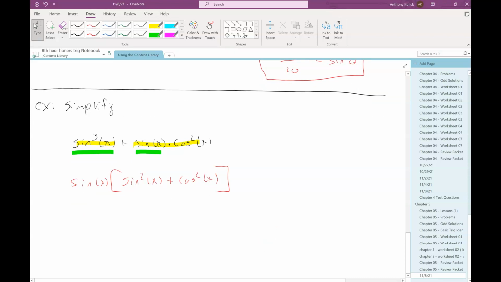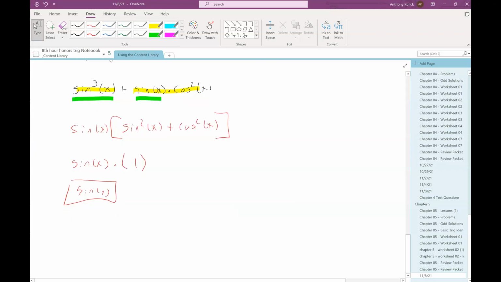Okay, now what? Yeah. So we have an identity for sine squared x plus cosine squared x. That's one of the Pythagorean identities. So that's just one. And 1 times sine x is just sine x. Once you've got it down to a single trig function, you know you can't go any further than that, right? So we're good. Done. Simplified. Questions about that one?